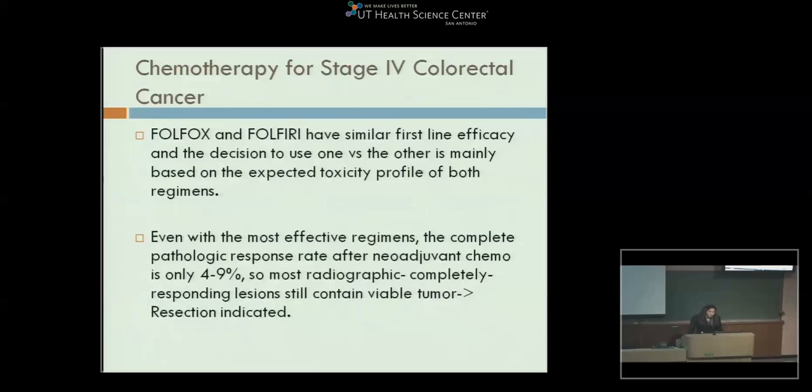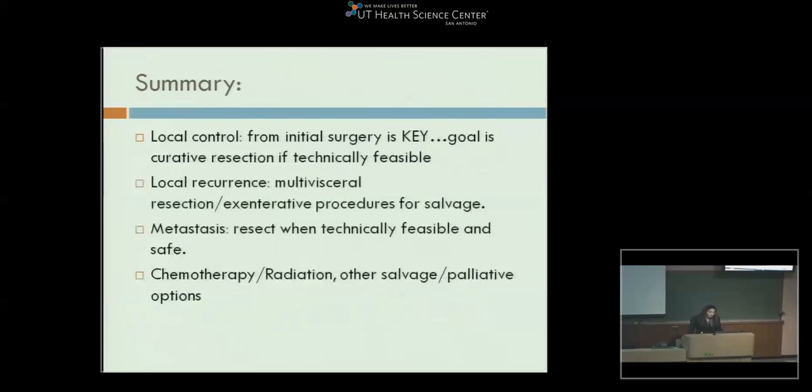So in summary, in the case of colorectal cancer, local control is pretty much key from the beginning, not only of the primary site, but also of the metastatic site, if this is an option, since this is the only chance for cure that the patient is going to have. In the case of local recurrence, you should try to reach multivisceral resection or enter into procedures for salvage if indicated.